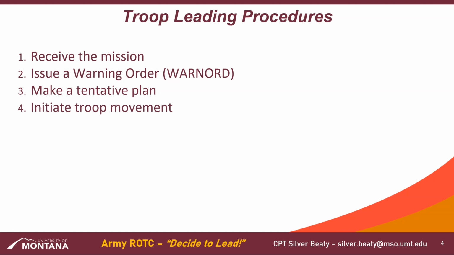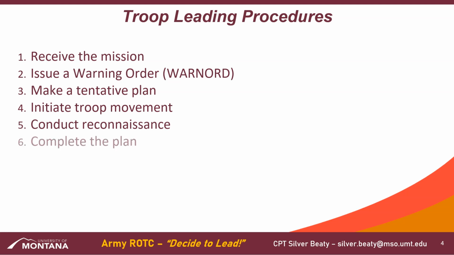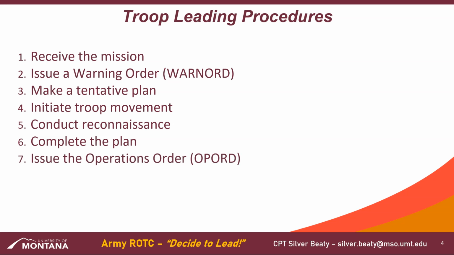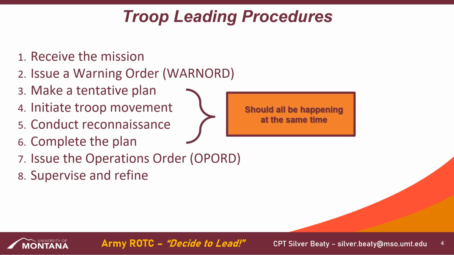Then you're going to initiate troop movement. You're going to conduct your reconnaissance. You're going to complete your plan based on the things that you find out during troop movement and conducting your reconnaissance. Then you're going to issue your operations order, also known as the OPORD. And then everybody's favorite, we supervise and refine. So those are your basic 8 steps. That's the order that they typically would go in.